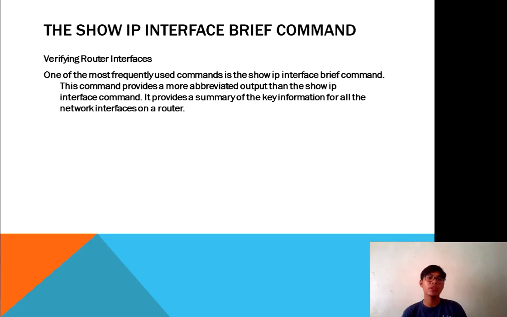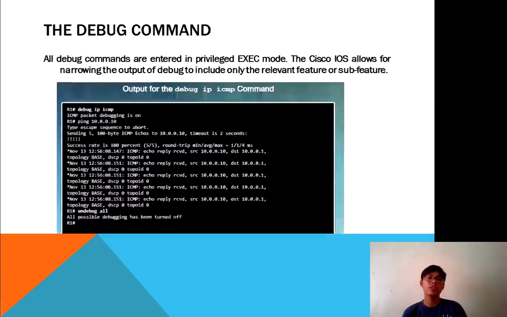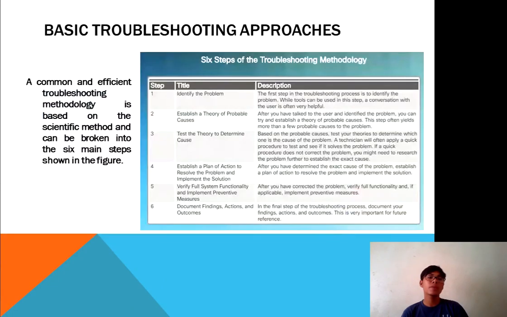The show ip interface brief command, verifying router interfaces. One of the most frequently used commands is the show ip interface brief command. This command provides a more abbreviated output than the show ip interface command. It provides a summary of the key information for all network interfaces on a router. The debug command: all debug commands are entered in the privileged EXEC mode. The Cisco IOS allows for narrowing the output of debug to include only the relevant feature or subfeature.